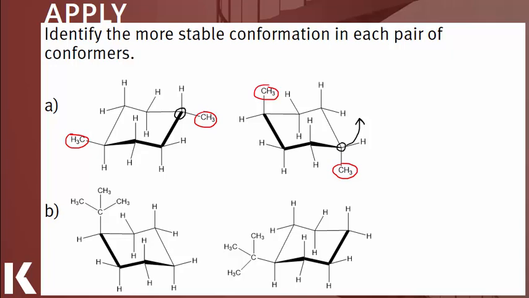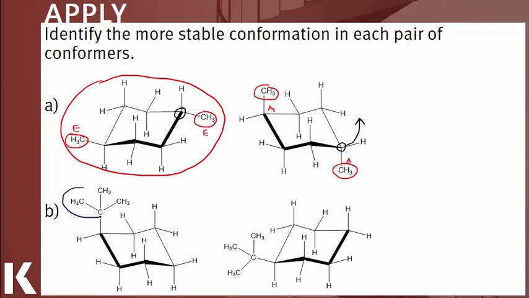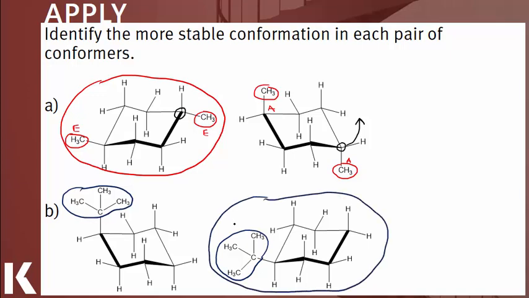The most stable conformer has the larger substituents on the equatorial position. Therefore, this conformer, with the methyl groups equatorial, will be more stable. Moving on to B, the bulkiest substituent is here. Again, the largest substituent will be the most stable in the equatorial position. Therefore, in B, the right conformer is more stable since the tert-butyl substituent is in the equatorial position.